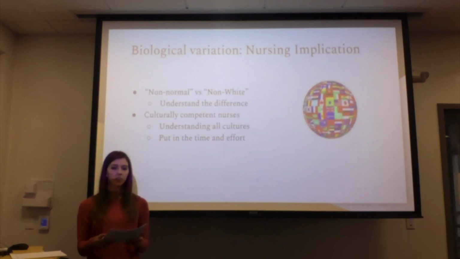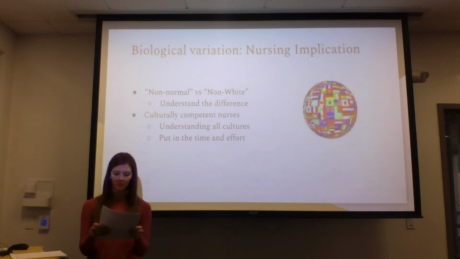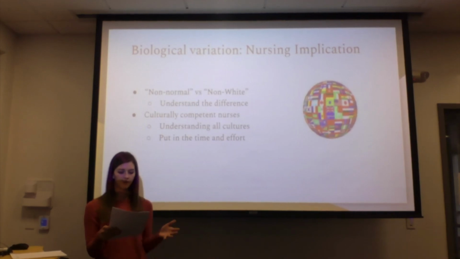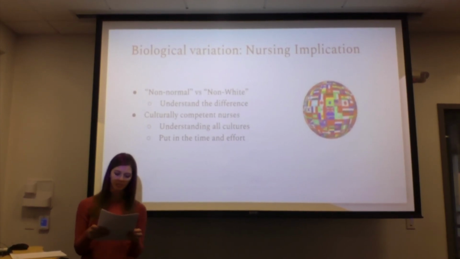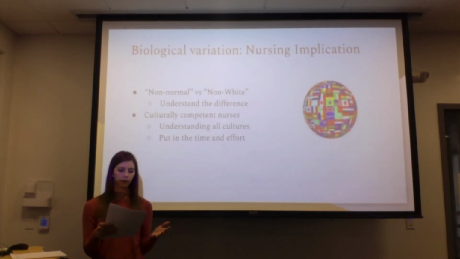So, as far as nursing implications go for biological variations, I mentioned earlier that white standard values for factors that are related to growth and development are often applied to African Americans, Asians, and American Indians. So deviations from the norm may be labeled non-normal when they should be labeled simply non-white. As nurses, it is important to be aware and understand the difference between non-normal and non-white so we don't accidentally chart something that can be misinterpreted.